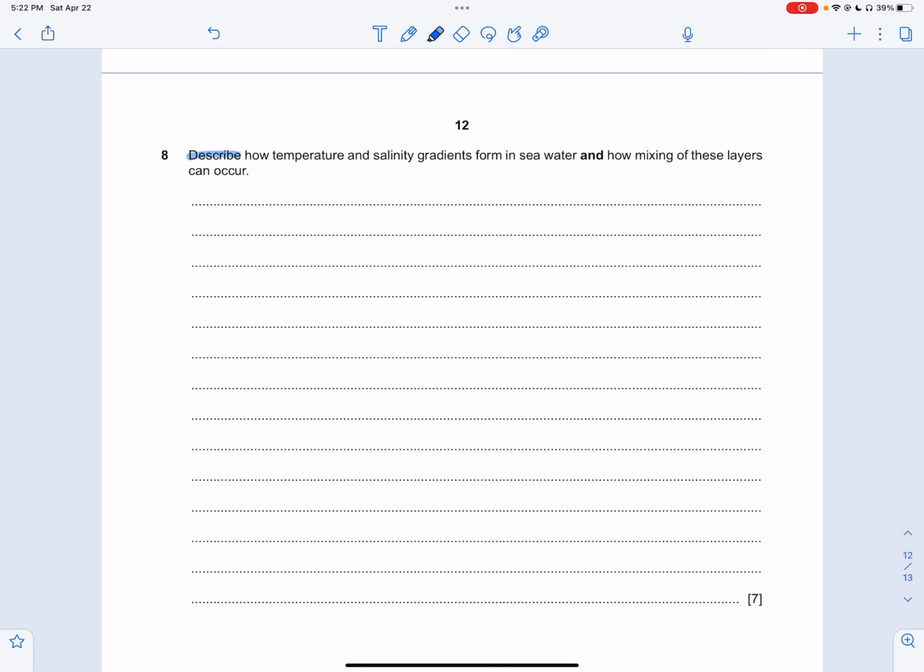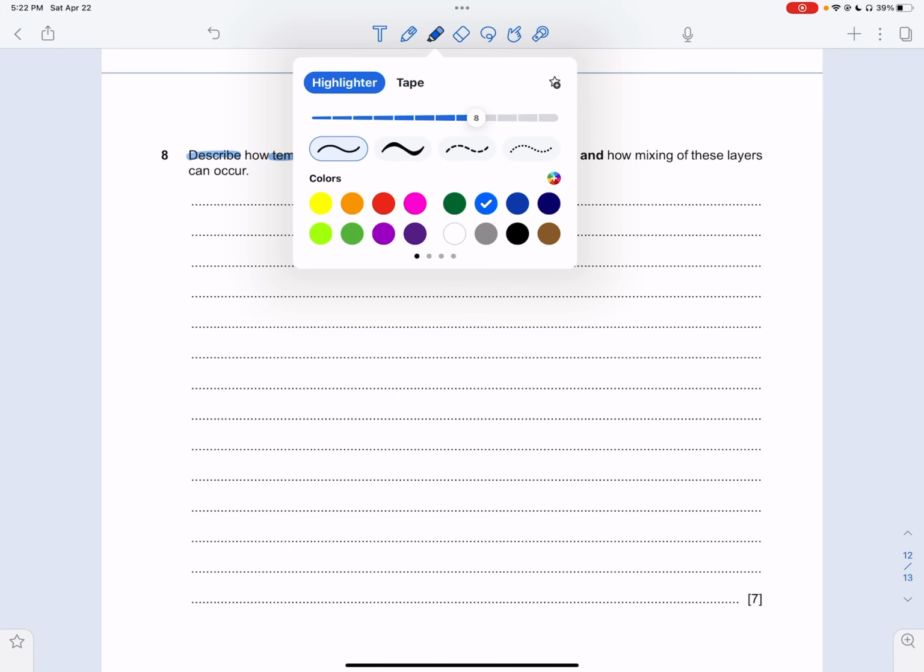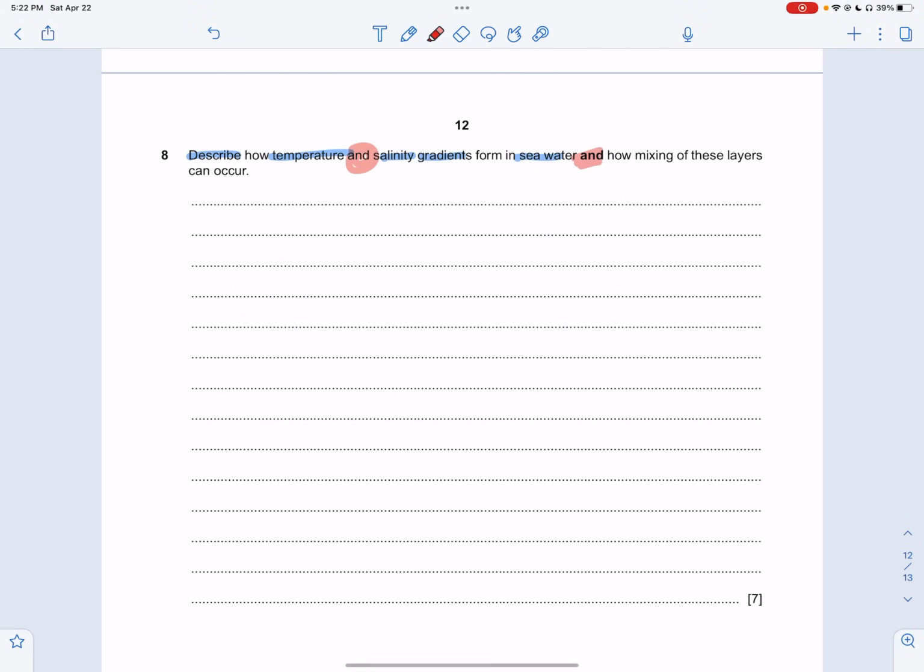How temperature and salinity gradients form in the seawater and how mixing can occur. So you have two different things we need to talk about. Now, the good thing is, whatever you're talking about with mixing, the mixing doesn't change. If they're talking about salt mixing or temperature gradients mixing, it doesn't matter. Microplastics in the ocean mixing, it doesn't matter. If you're mixing water, you're mixing whatever's inside of it. So the mixing reasons will never change at all.